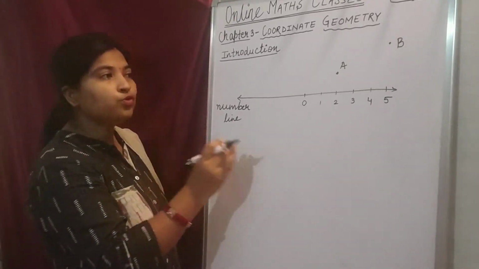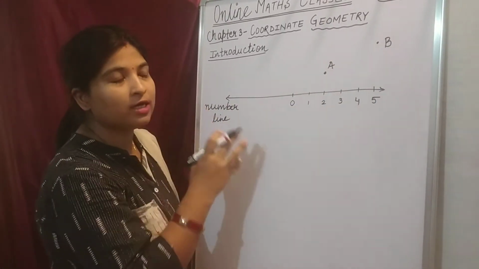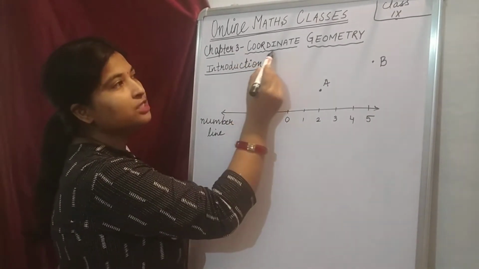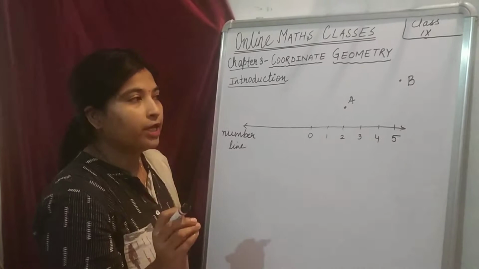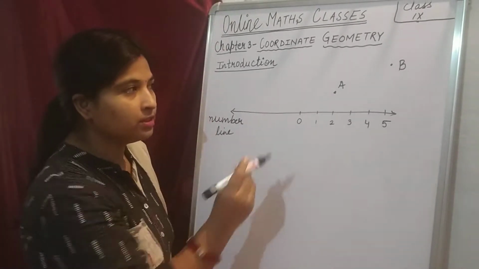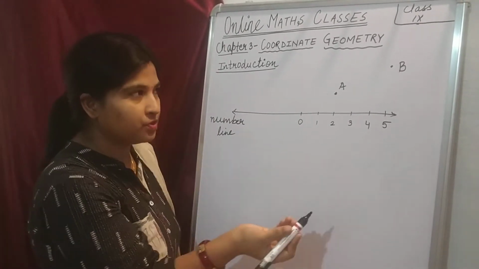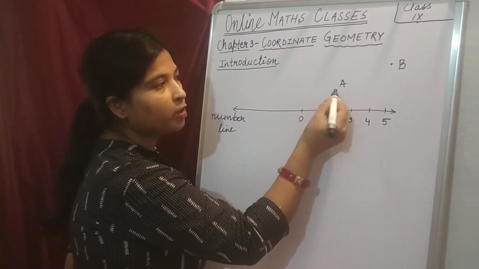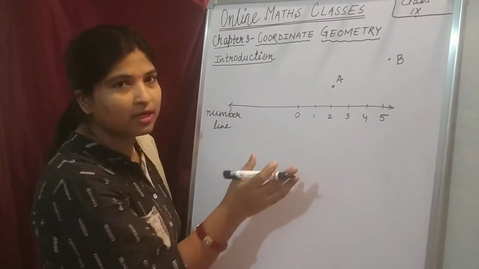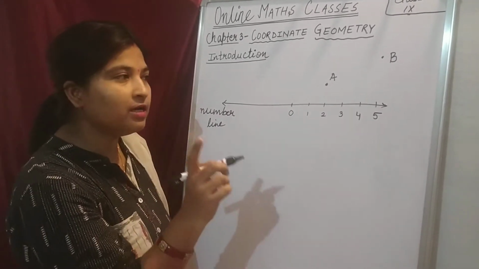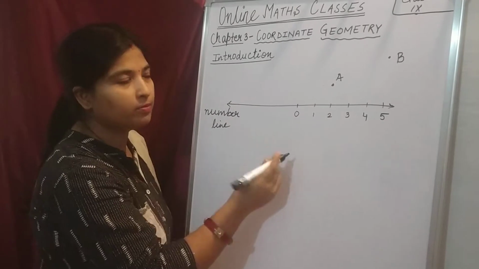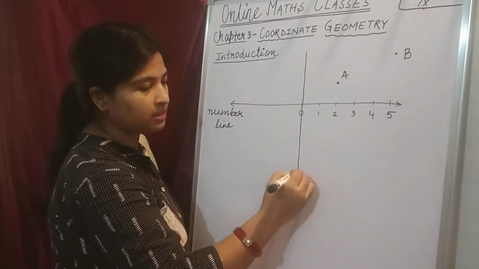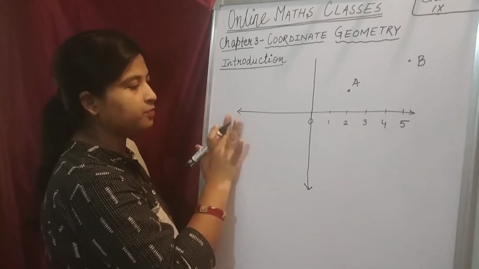So to overcome this difficulty, what has been done? We have introduced a new concept, and that is coordinate geometry. So how did the mathematicians introduce it? Actually, when at some places our problem was not solved by the number line, we came to know that one line cannot solve our problem. So what we have done is we have taken two perpendicular lines. Yes, students, see it properly.